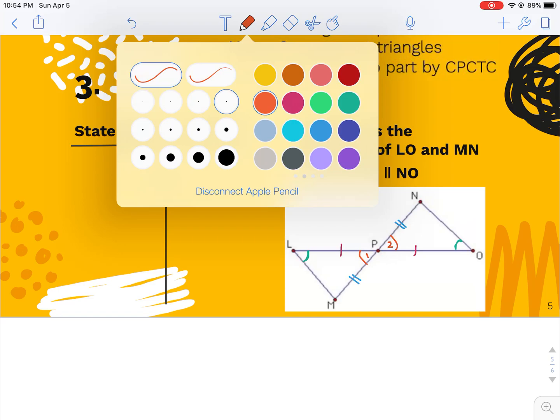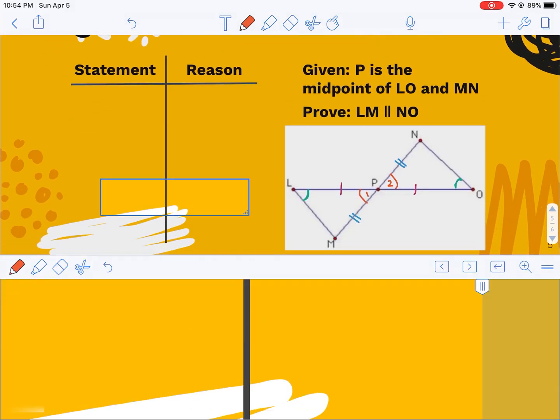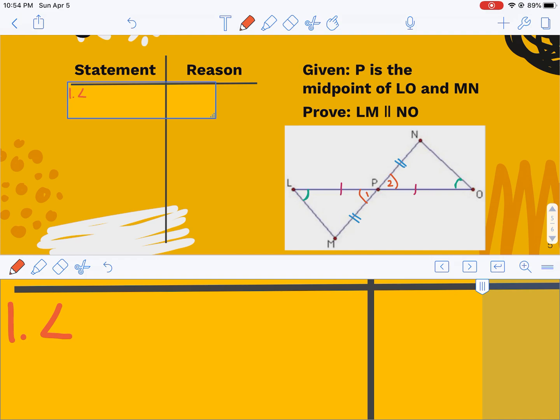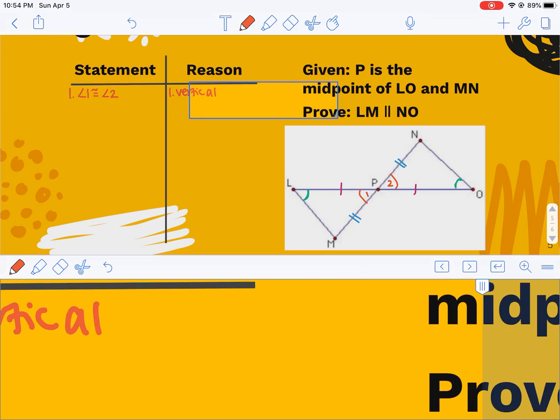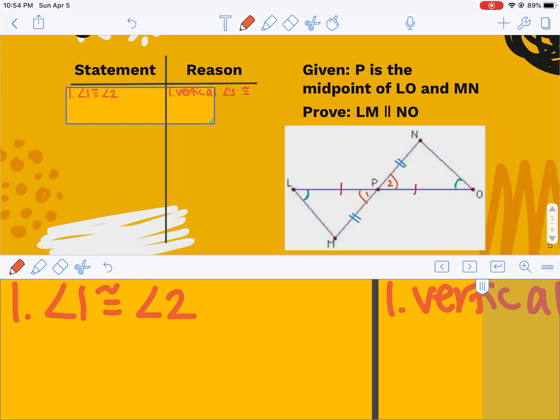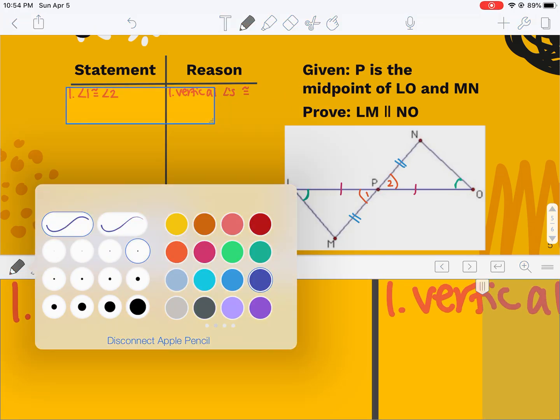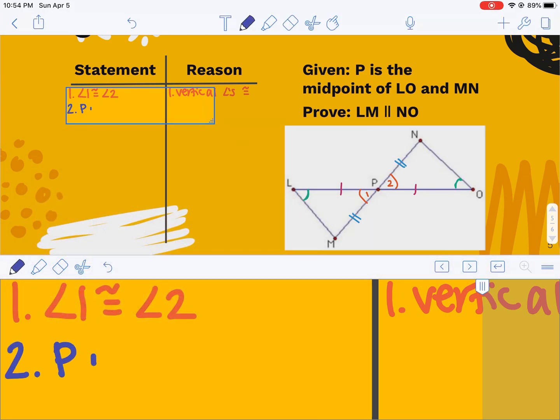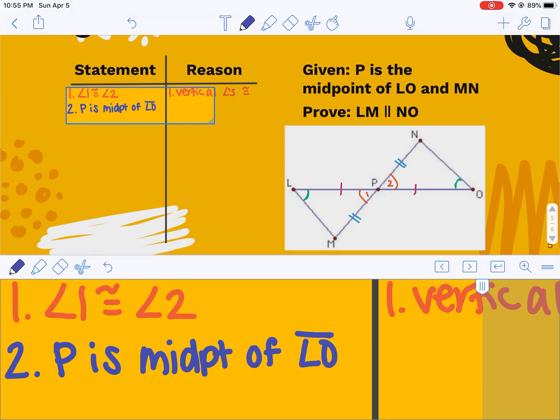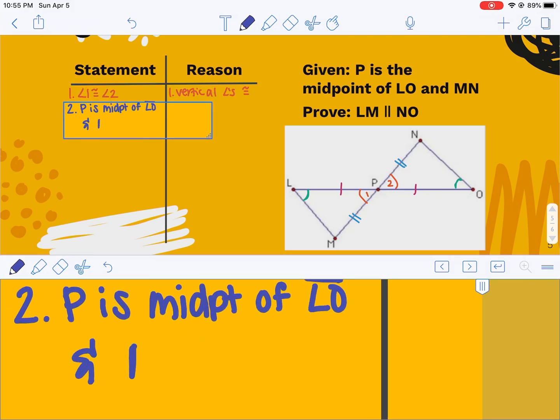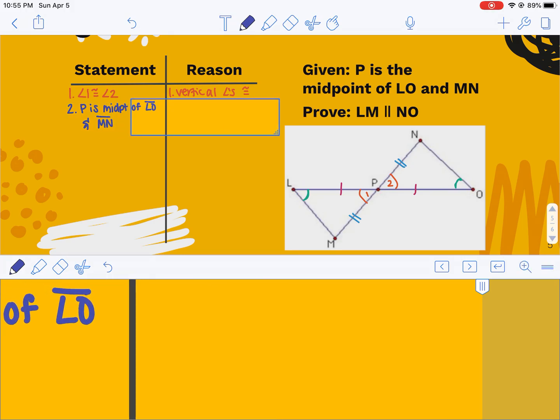So I'm going to jump backwards. I'm actually going to start with my vertical angles because I'm already writing in orange. I'm going to say angle 1 is congruent to angle 2 because vertical angles are congruent. And if you wanted this step to come later, you could. And then I'm going to write out my given stuff. I was given P is midpoint of LO and MN. I have to have that before I can use it as a reason.